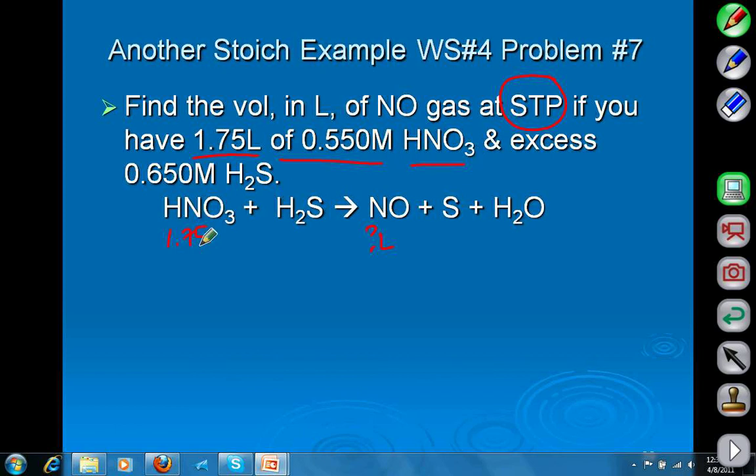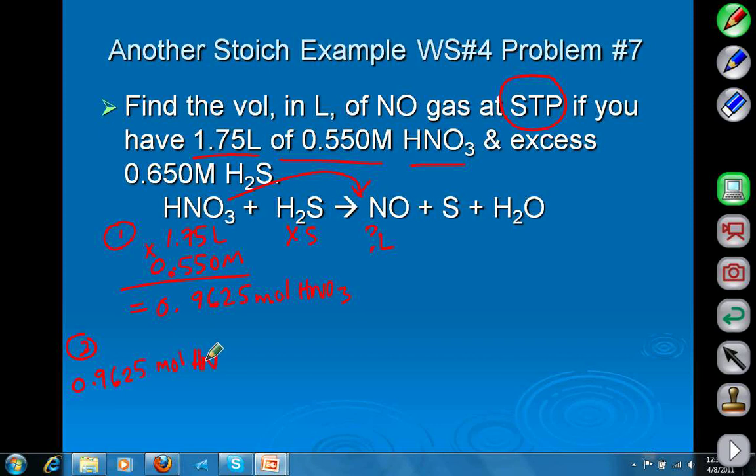At STP, if you have 1.75 liters of this HNO3. So we have 1.75 liters, and the molarity is 0.550 molar. And excess, so what it means is we don't care about the excess. So we're trying to go from there to there. So we're going to multiply those two things together, the molarity times the liters, to get us moles. And if we multiply those two things together, we're going to get 0.9625. I'm going to carry out a few extra digits in this, moles of HNO3.